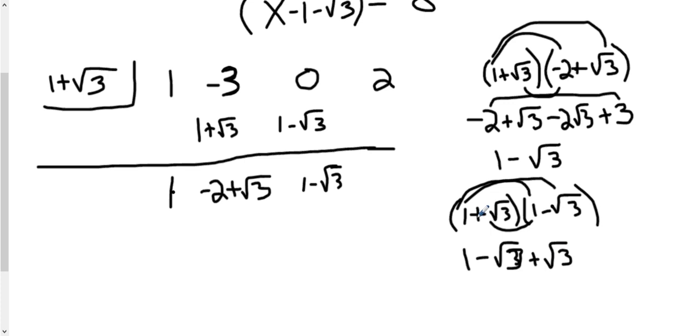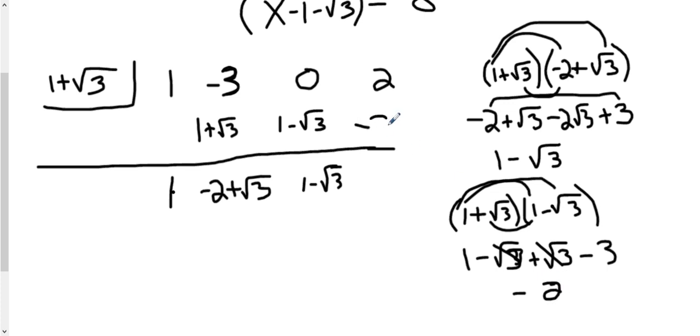And then the signs here, this is a positive square root of 3 times a negative square root of 3. So positive times a negative is a negative. And remember, the square root of 3 times the square root of 3 is just 3. So now these square roots of 3, we got a minus and a plus square root of 3. They cancel each other out. And we get just 1 minus 3, which is negative 2. So this is negative 2 right here.